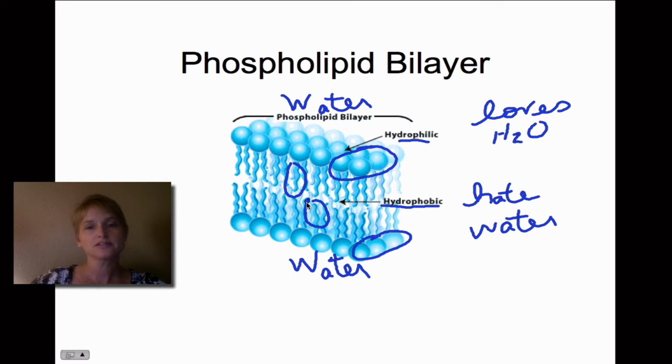Well, this is a good thing for the cell because by being in here and pointing towards each other, they keep the water from just moving in and out of the cell as much as it wants to. If it wasn't for this hydrophobic barrier right here, this outside water would be in and this inside water would be out, and you really wouldn't have any definition to the cell. So the phospholipid bilayer keeps the structure of the cell, keeps the inside in and the outside out, which is really important to the cell.